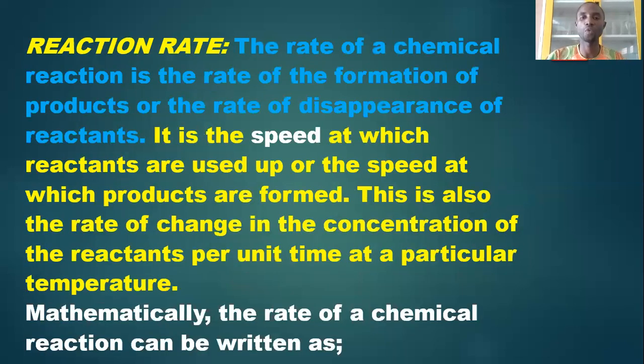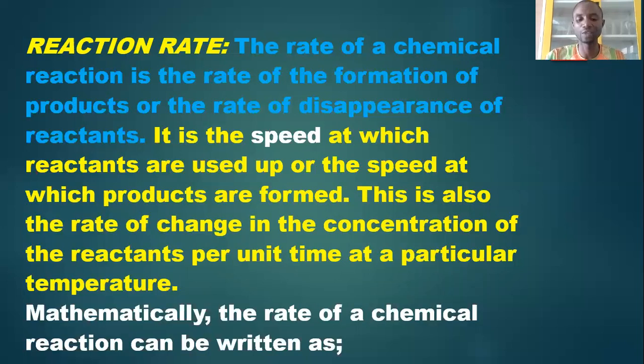Now, another one we need to understand is reaction rates. Reaction rate has to do with the rate of chemical reaction. The rate of the chemical reaction is the rate of formation of products or the rate of disappearance of reactants. The time that it takes for a reactant to disappear in order to form a product is what we call reaction rate. It is the speed at which reactants are used up or the speed at which products are formed. It's also known as the rate of change in the concentration of the reactant per unit time at a particular temperature.